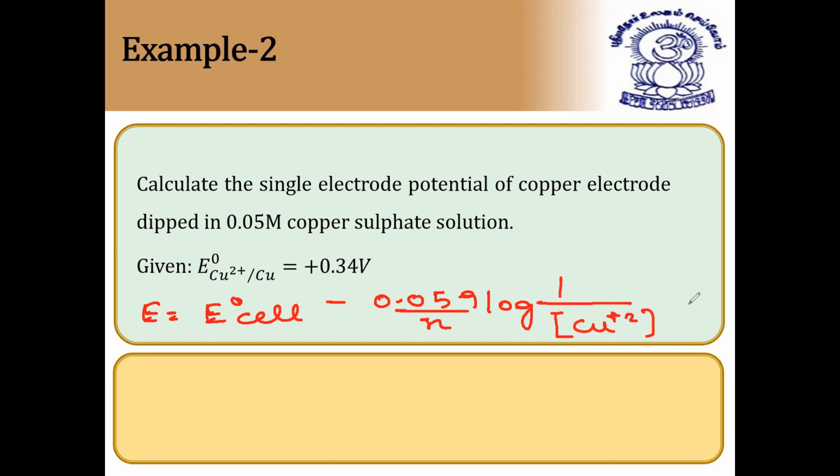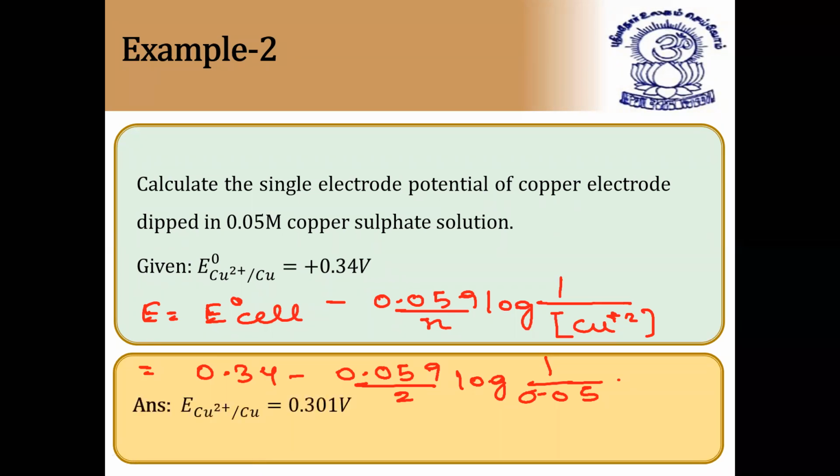Now this is equal to 0.34, because it is already given, 0.34 minus 0.059 by 2 into log of 1 by the concentration of copper, which is given as 0.05. After this, you can do the calculation. The 0.05 can be taken as 5 into 10 to the power of minus 2. So you will get the answer: E is equal to 0.301, whereas E degree of cell is equal to 0.34.